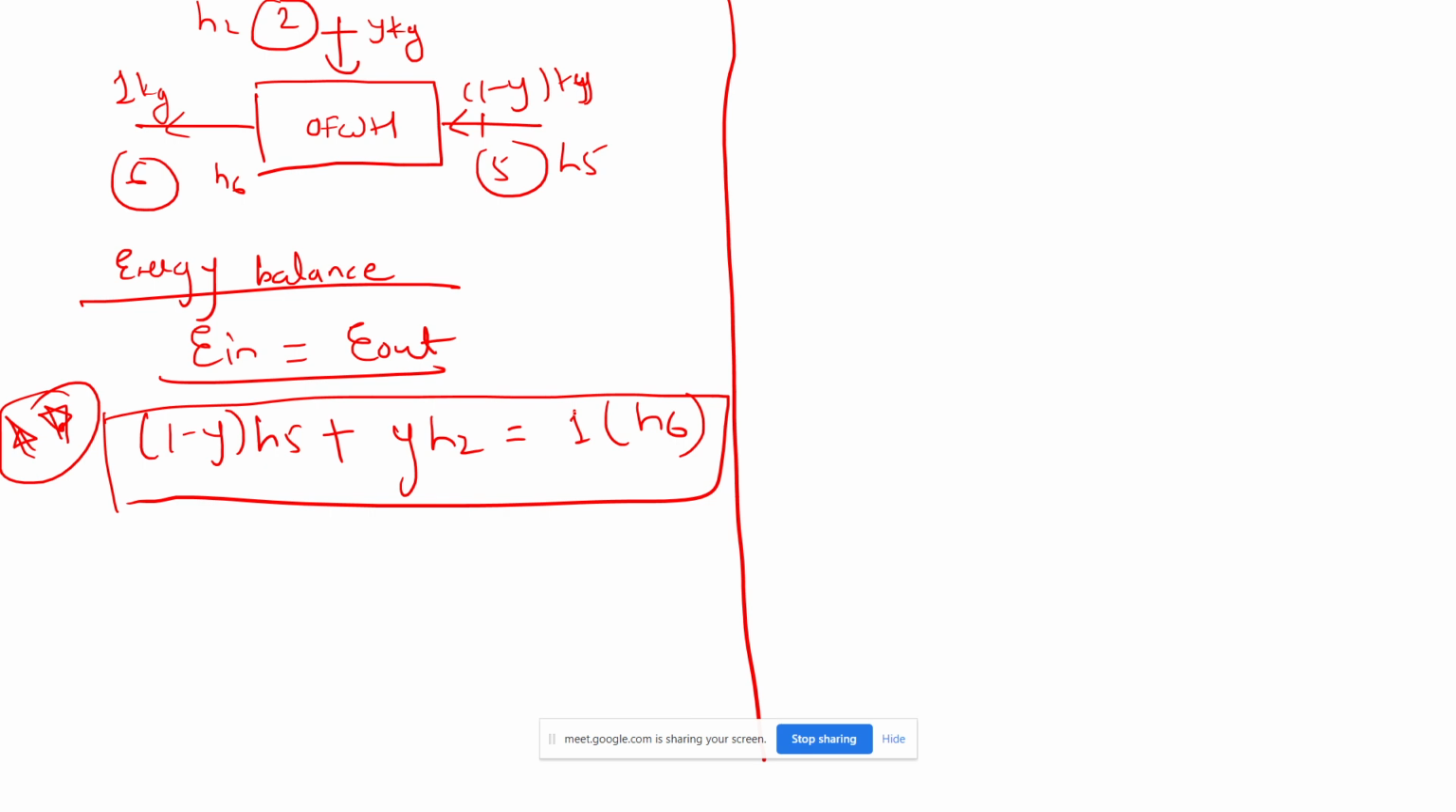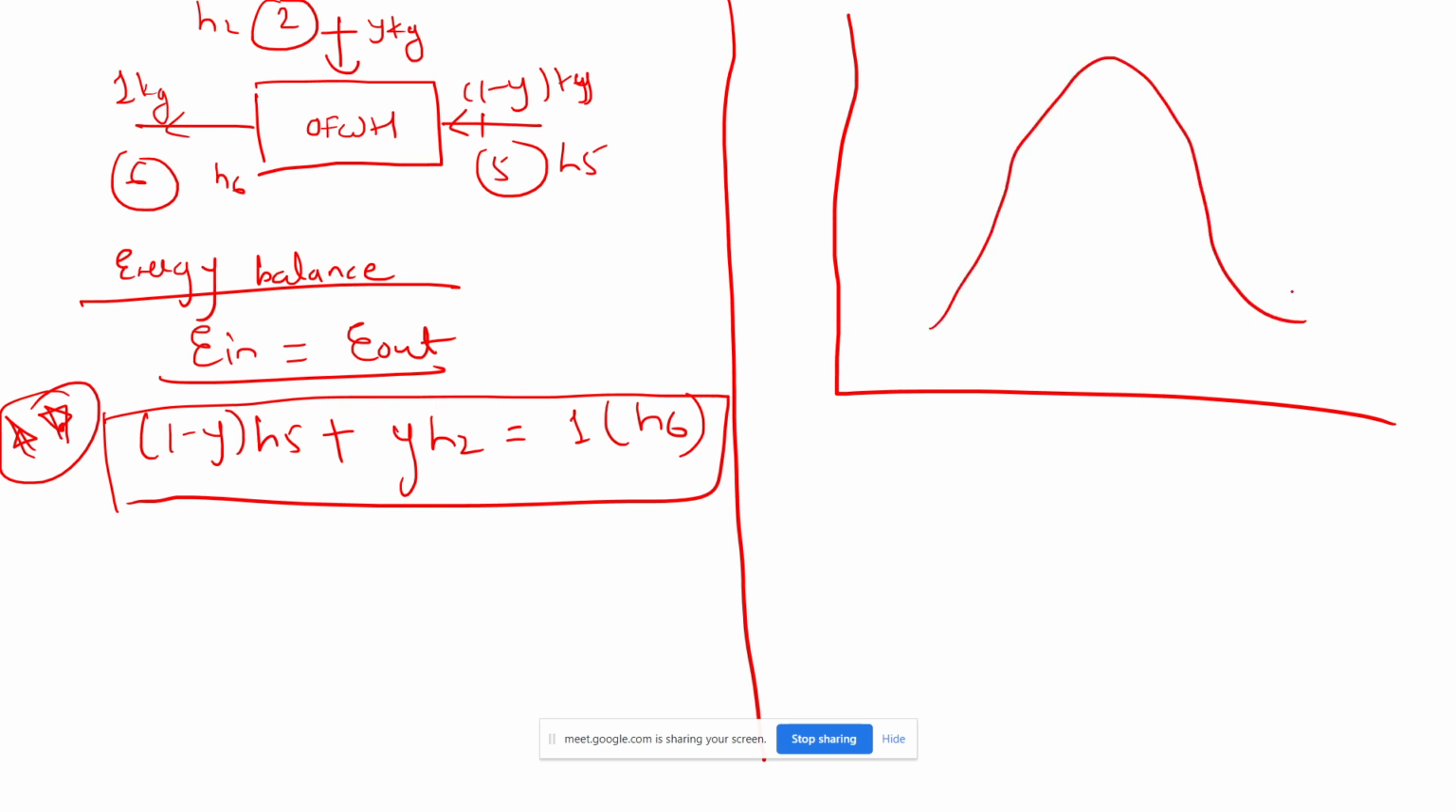Okay, so how will the diagram look? Actually I have already drawn it, but I'll draw it again in case of open feed water. Suppose we are assuming that the quality of steam at 1 and 2 is superheated.